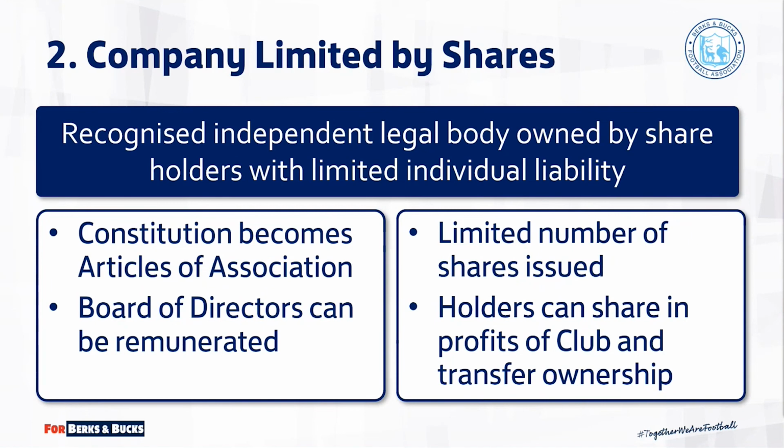A variation on this is a company limited by shares. So very similar to the limited by guarantee, in that it's a recognised independent legal body with everything that that entails, and in terms of the governance structure with the Articles of Association and the Board of Directors. However, whereas with a company limited by guarantee, every member has equal financial liability and input into the organisation, in this instance, a limited number of shares are issued. Those shares can then be transferred between different members or accumulated by members in different proportions, and therefore those holders are able to take a share in the profit of the club.